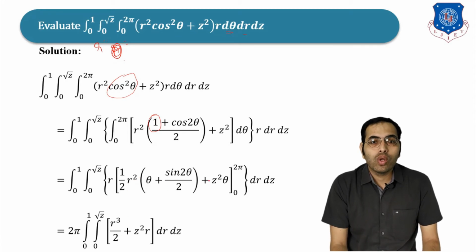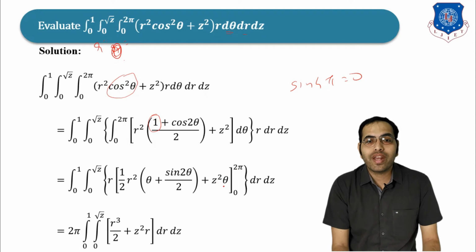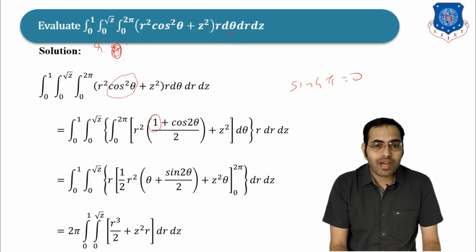Here the upper limit is 2 pi plus sine 4 pi. You are all aware that the value of sine 4 pi is 0. Then plus z square as it is into 2 pi minus 0. Then 2 pi is common, so we get 2 pi integral 0 to 1 integral 0 to root z r into r cube by 2 plus z square into r.